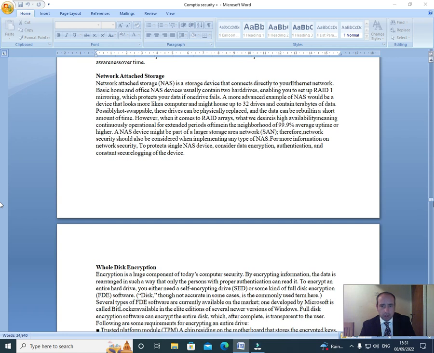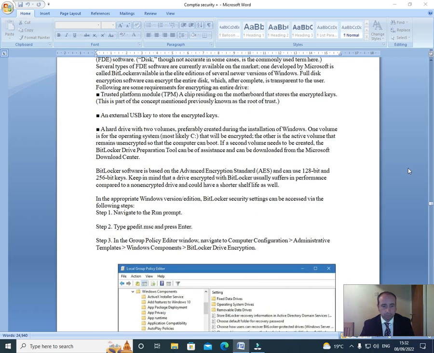However, when it comes to RAID arrays, what we desire is high availability, meaning continuously operational for extended periods of time, in the neighborhood of 99.9% average uptime or higher. An NAS device might be part of a larger storage area network (SAN). Therefore, network security should also be considered when implementing any type of NAS. To protect an NAS device, consider data encryption, authentication, and constant secure logging of the device.